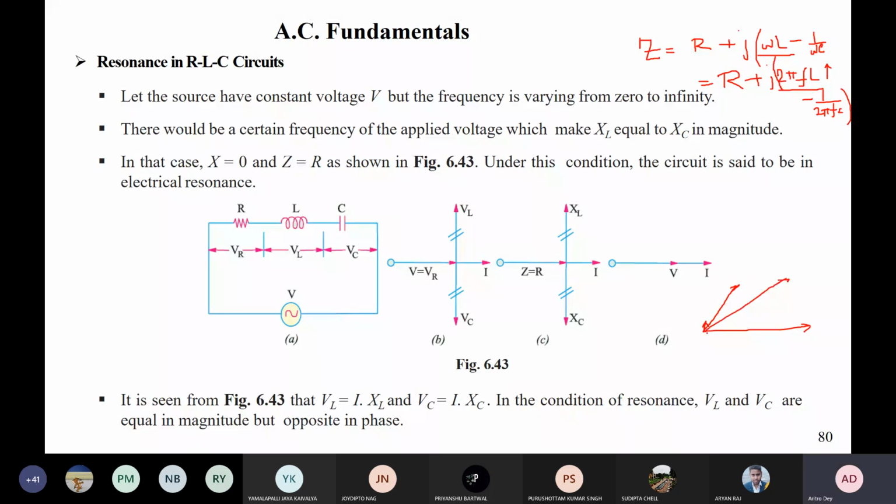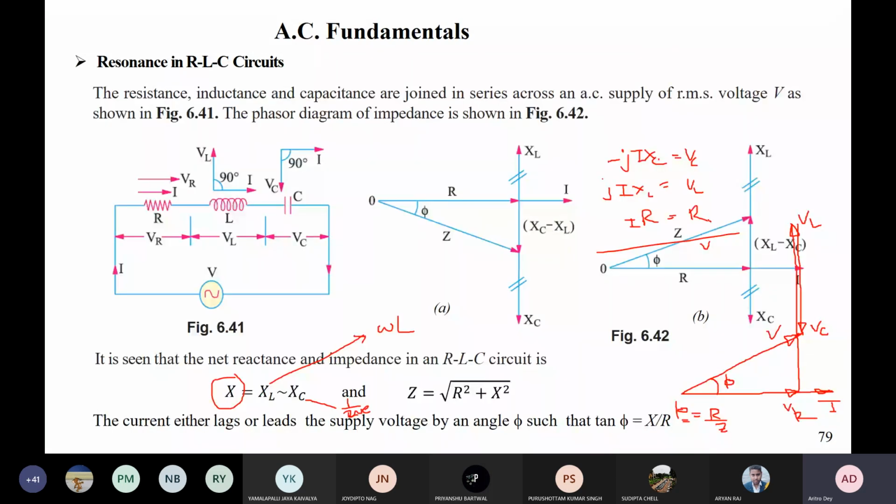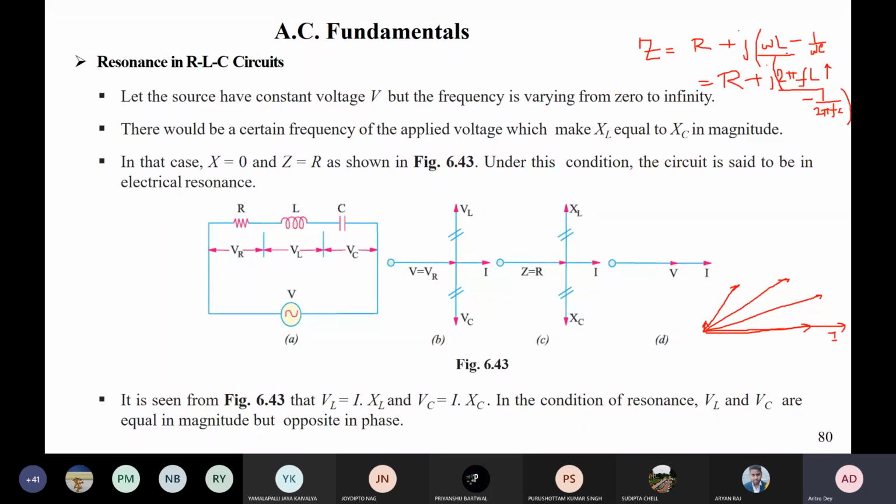When you keep on increasing frequency, the capacitive part is going low. And then one point will come where I will be in phase with the voltage, because at that time VL will be completely nullified by VC. So there will be one point where omega L is equal to 1 by omega C for a certain frequency. So for a given value of inductance and capacitance, this entire imaginary part will be equal to 0. So omega will be 1 by root over LC, and frequency f will be equal to 1 by 2 pi root over LC.